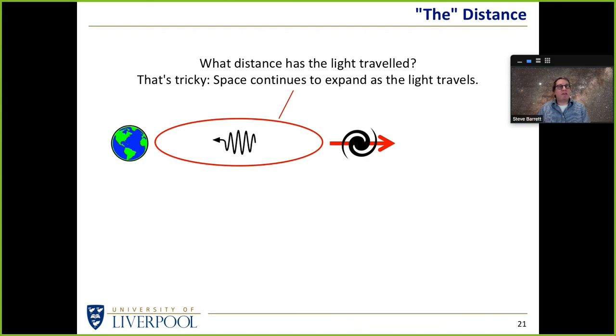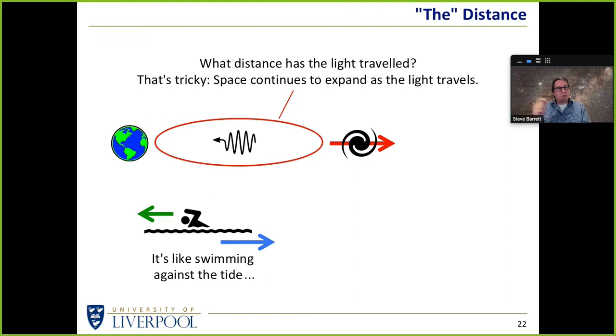But if space is expanding, then, well, it's a bit like a swimmer swimming through water and the water is moving. Just like a swimmer swimming against the tide, the swimmer might be swimming at a particular speed through the water, but if the water itself is moving, then of course that will affect how long it takes the swimmer to get to the shoreline.